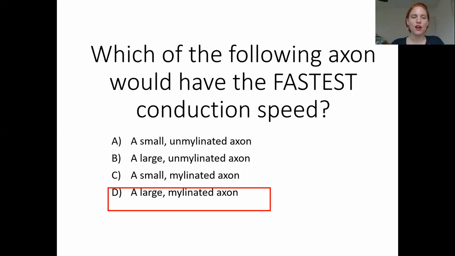Myelinated. So the correct answer would be D. D allows for the fastest conduction speed because it is bigger and it is myelinated. So you get to jump between those nodes.